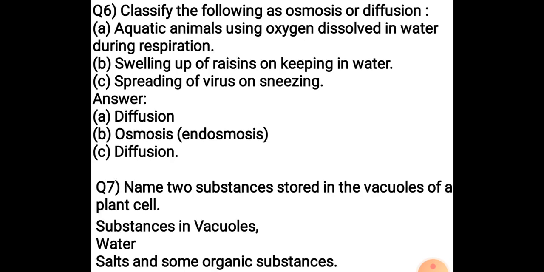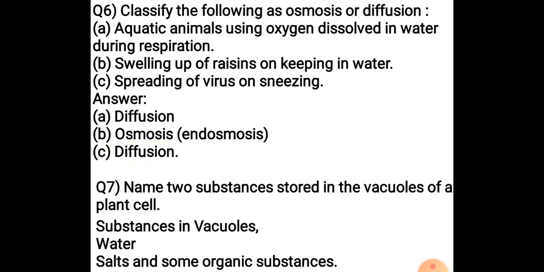Okay, next, classify the following as osmosis or diffusion. Now let's start. Aquatic animals using dissolved oxygen in water during respiration. Now we are talking about gases, so it is done by diffusion. Please remember this. Swelling up of raisins on keeping in water is osmosis, and the water is going inside, so it is known as endosmosis. Spreading of virus on sneezing is done by air, so it is again diffusion.